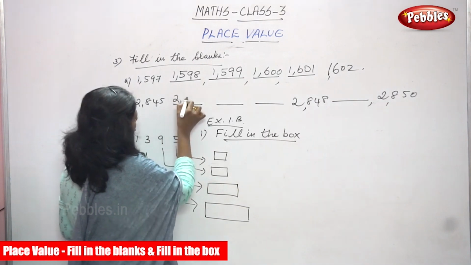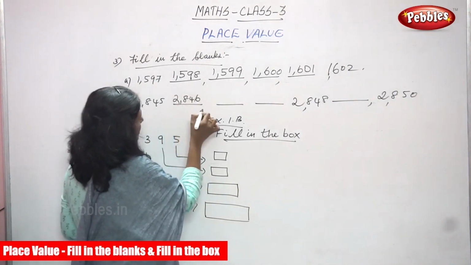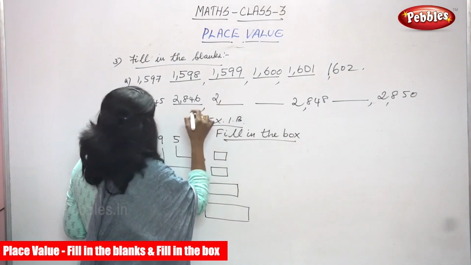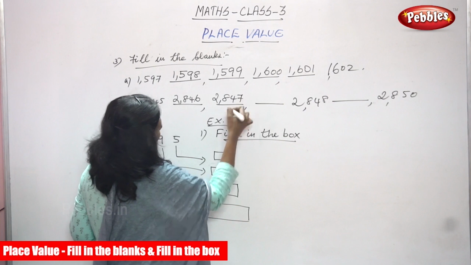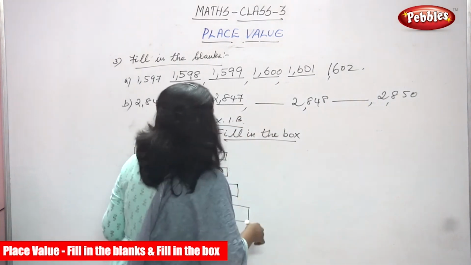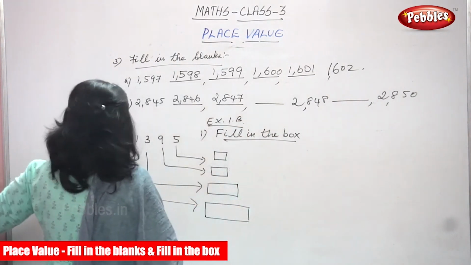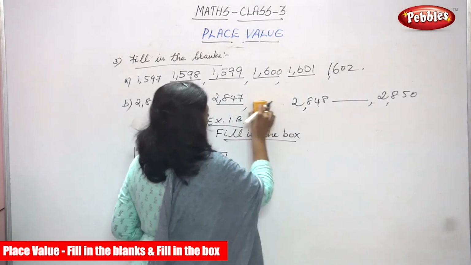2845. Now you are going to write 2846. The next number is given. This is also fill in the blanks. 2847. Next number, that is given clearly. Already the number is given, so no need to write it, the number is here.